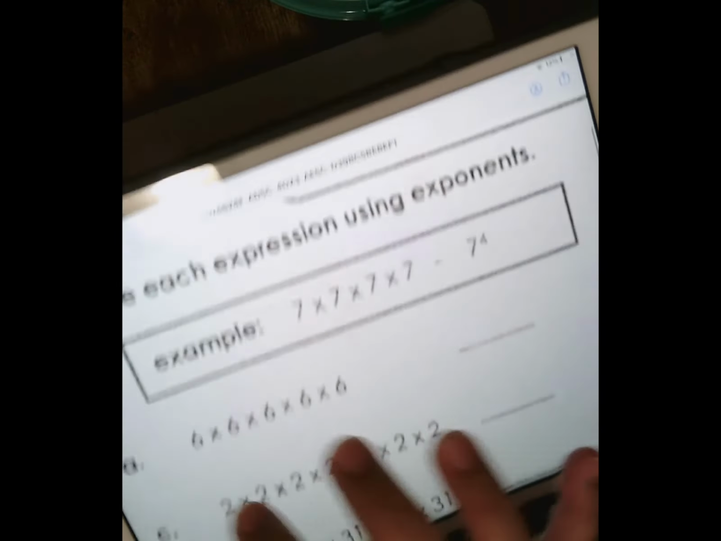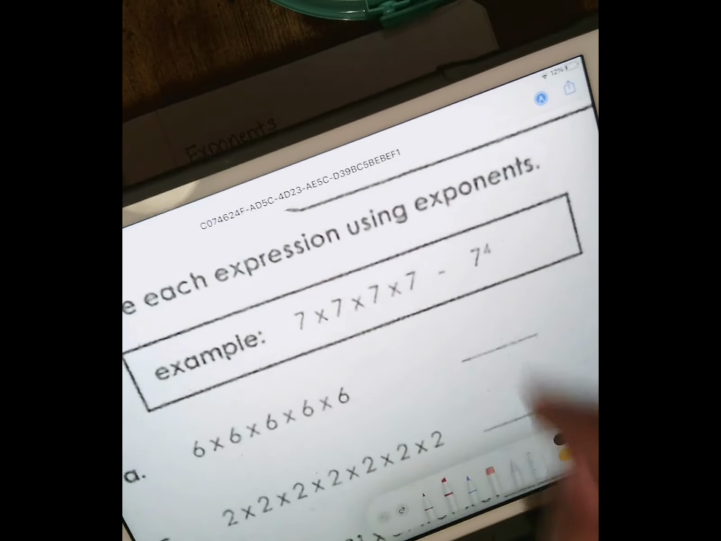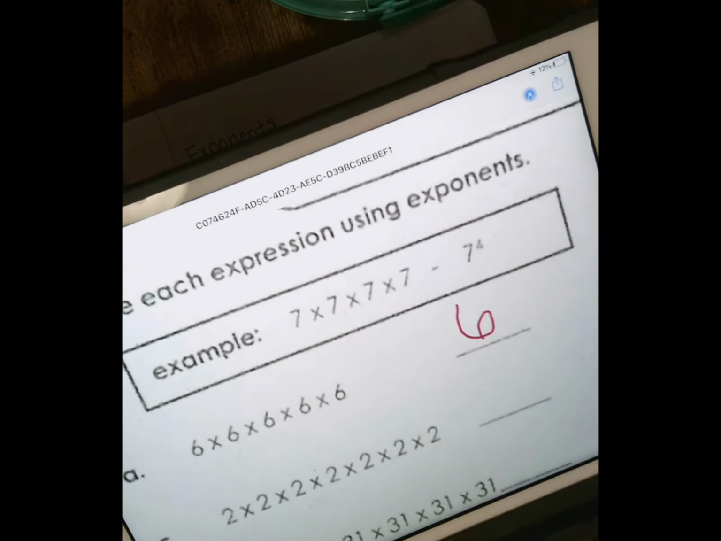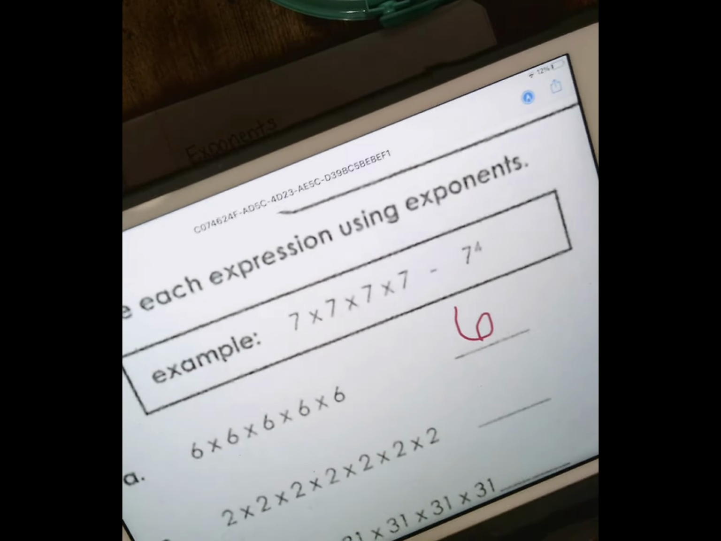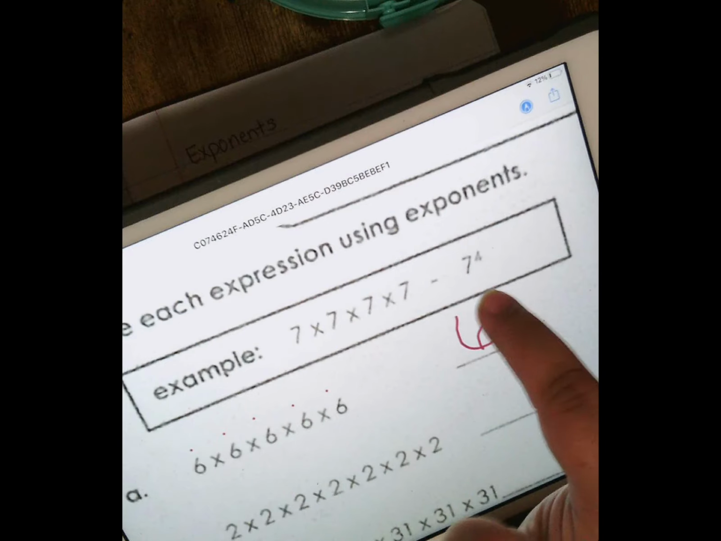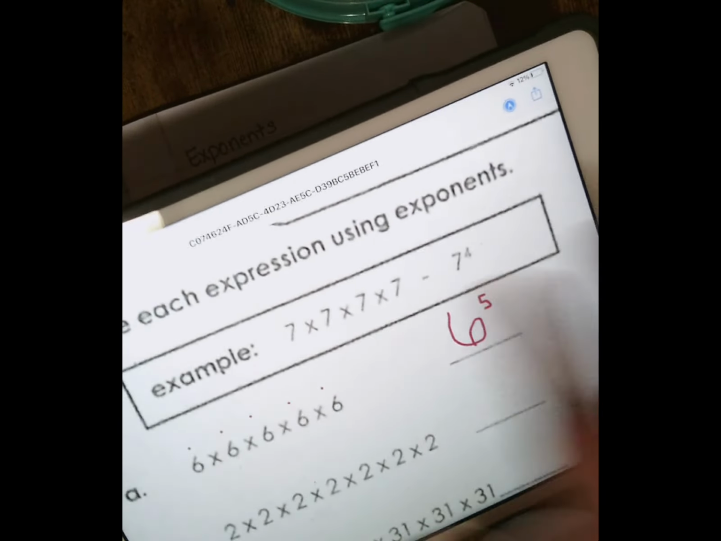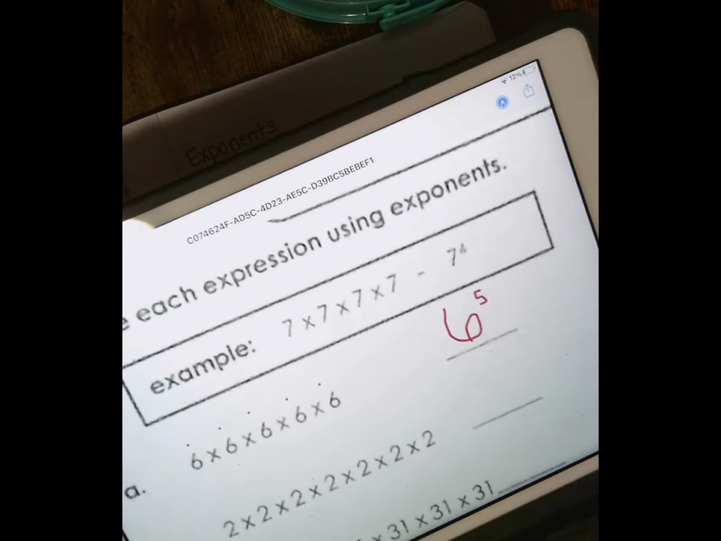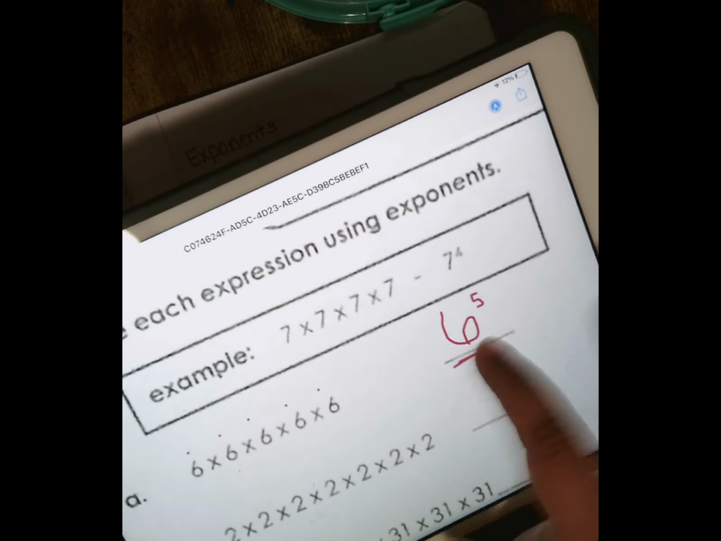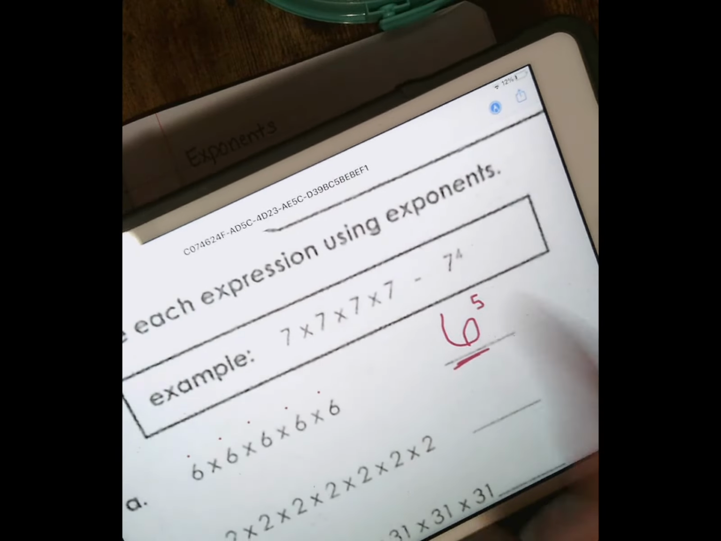So for letter A, I have my base, which is 6. So I'm going to go ahead and write down my 6 so I don't accidentally get confused. And then I have to count how many I have. 1, 2, 3, 4, 5. So I have 6 with a little 5. That 5 needs to be tiny. If this looks anything like 65, I'm going to mark it wrong because exponents are tiny and they're up in the air. So my base is 6 and I have 5 of them, so my exponent becomes 5. That's how we're going to do the first part.